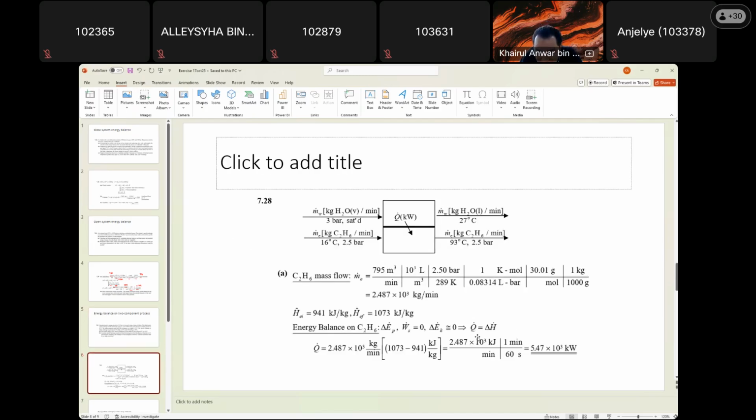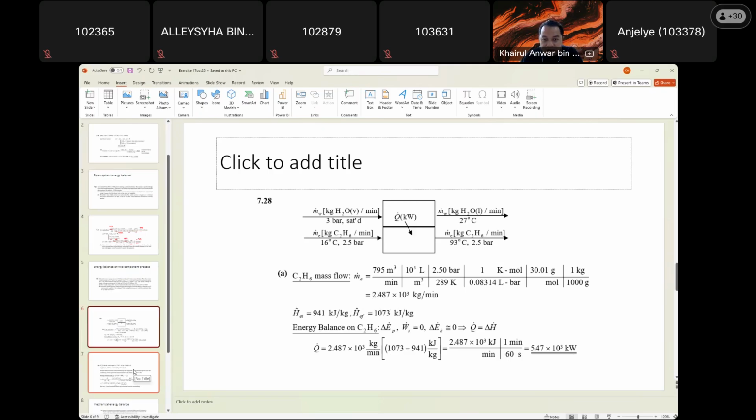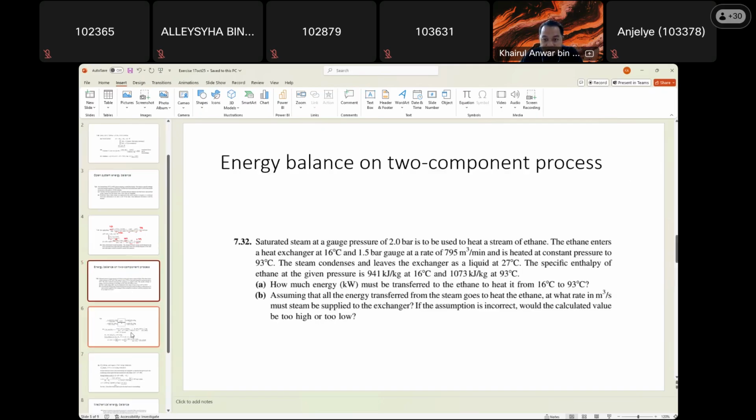Q is equal to the H, X value. Specific enthalpy unit, the final unit is in kilowatt. I think most can take 3 kilowatt. This is the first station.